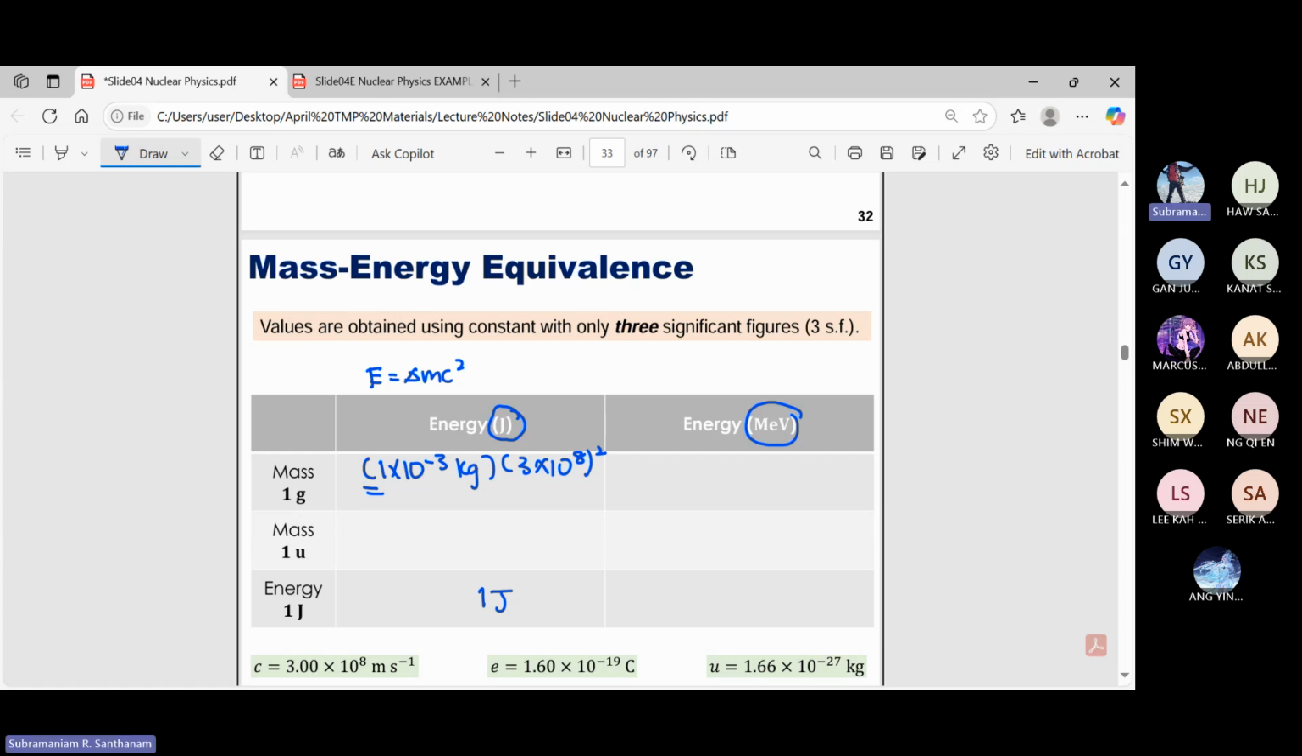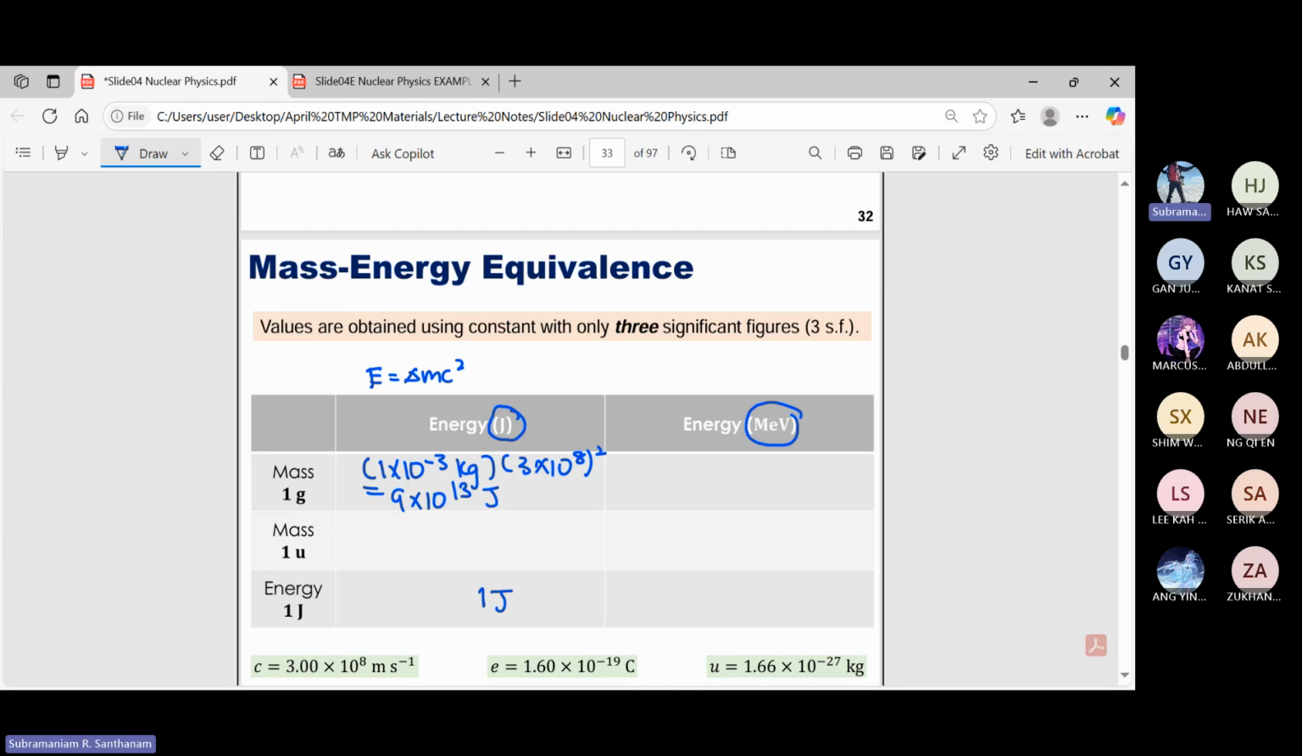So 1 times 10 power minus 3, you multiply by 3 times 10 power 8, squared. So what do you get? 9 times 10 power of 16. Then you multiply by 1 times 10 power minus 3. So basically, you're going to have 9 times 10 power of 16, take away 3. So you have 13, correct? So that is your joule. That is in the unit of joule.